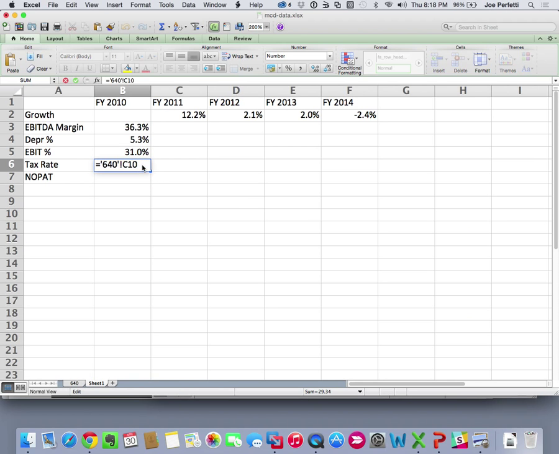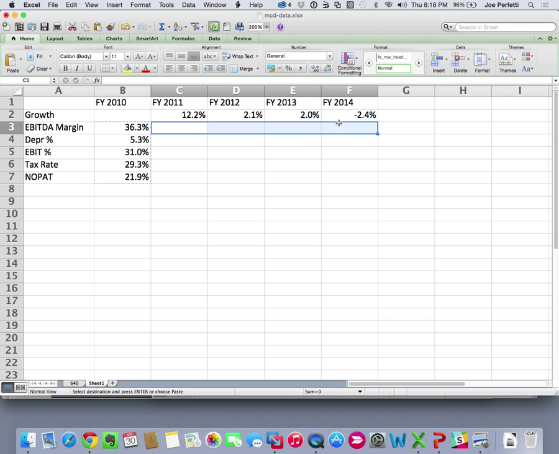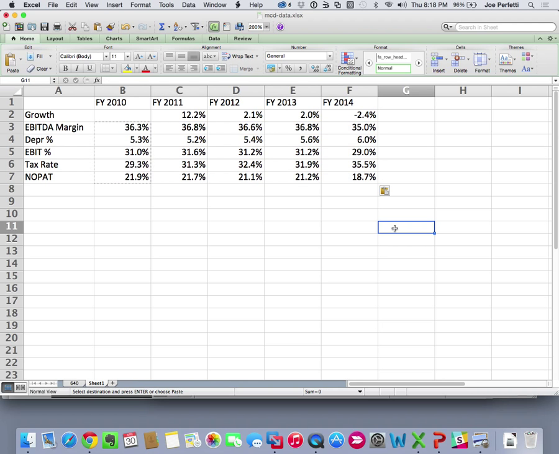Now, I want this to be a percentage, so what I'm going to do is divide that by 100 to turn it into a percent, because it comes out as like 29 something. And then my NOPAT as a percentage equals my EBIT times 1 minus that tax rate. So that is my net operating profit after tax as a percentage. Yes? So the NOPAT is this EBIT times 1 minus the tax rate. Okay? And then I'm just going to take these formulas and copy and paste that over. So that's McDonald's historical ratios.